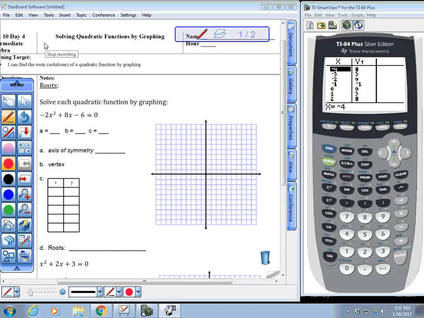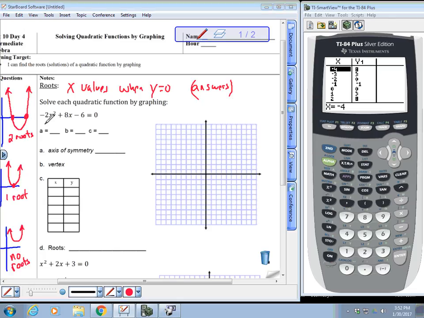All right, today I can find root solutions of the quadratic functions. Basically, roots are the x values when y equals 0. So basically we are finding our answers.